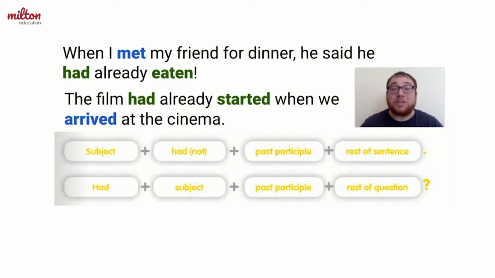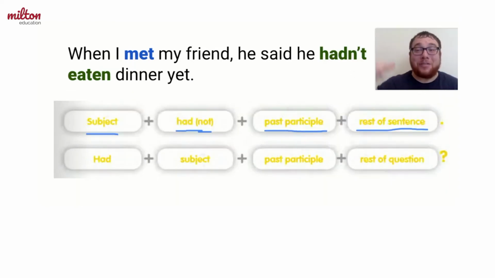This is the affirmative form of the past perfect tense. Now let's look at the negative form of the past perfect tense. It's very similar to the affirmative form. It's the subject plus had not plus the past participle and then the rest of the sentence.